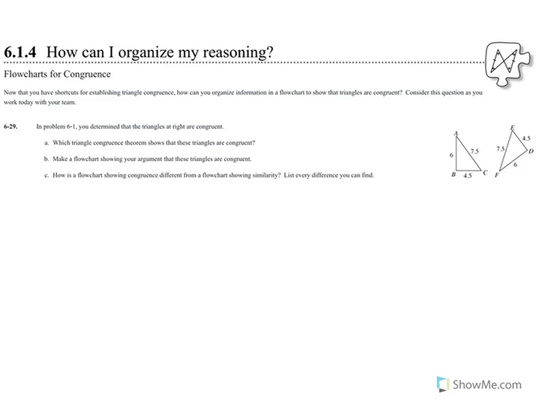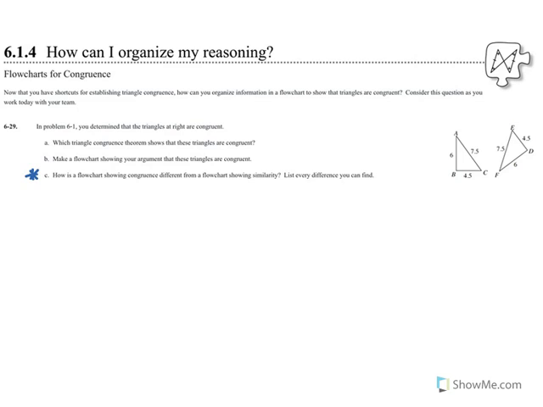In problem 6-1, you determined that the triangles at the right are congruent. Which triangle congruence theorem shows that these triangles are congruent? Make a flowchart showing your argument that these triangles are congruent, and how is a flowchart showing congruence different from a flowchart showing similarity? List every difference you can find. So, I'm going to help you work your way through this congruence chart, and then you are actually going to answer part C on your own.